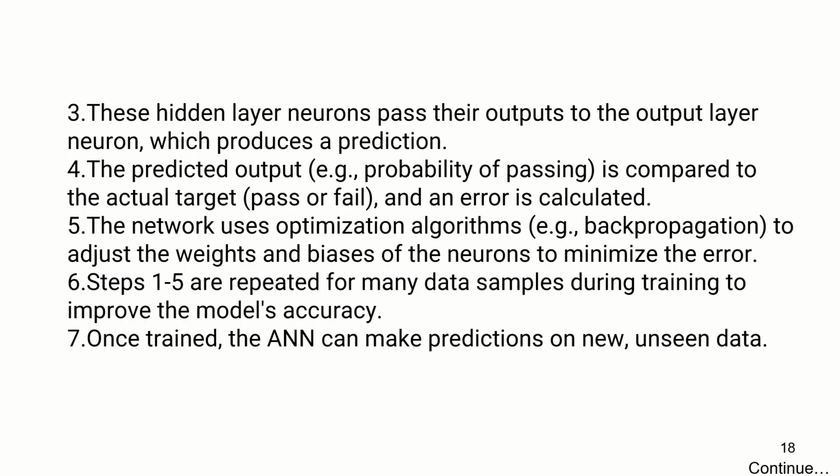The network uses an optimization algorithm to adjust the weights and biases of the neurons to minimize the error. These steps from 1 to 5 are repeated for many data samples during training to improve the model's accuracy. Once trained, the ANN can make predictions on new unseen data.